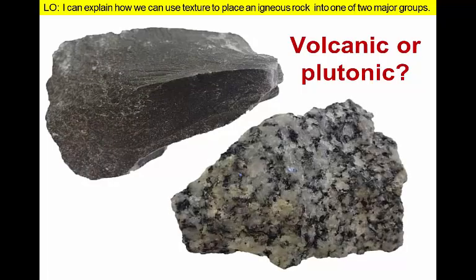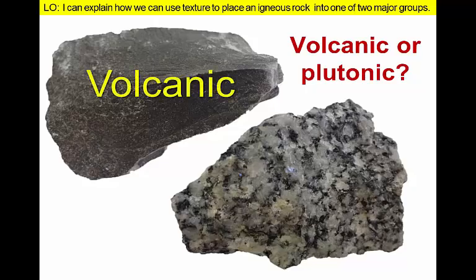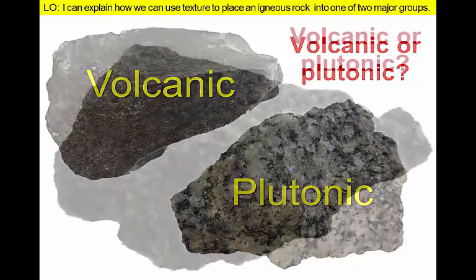How about this one? We can't see any individual crystals or mineral grains in the first rock, so we would classify it as volcanic. We can clearly see light and dark minerals in the other sample, so we would identify it as plutonic. How about these examples?